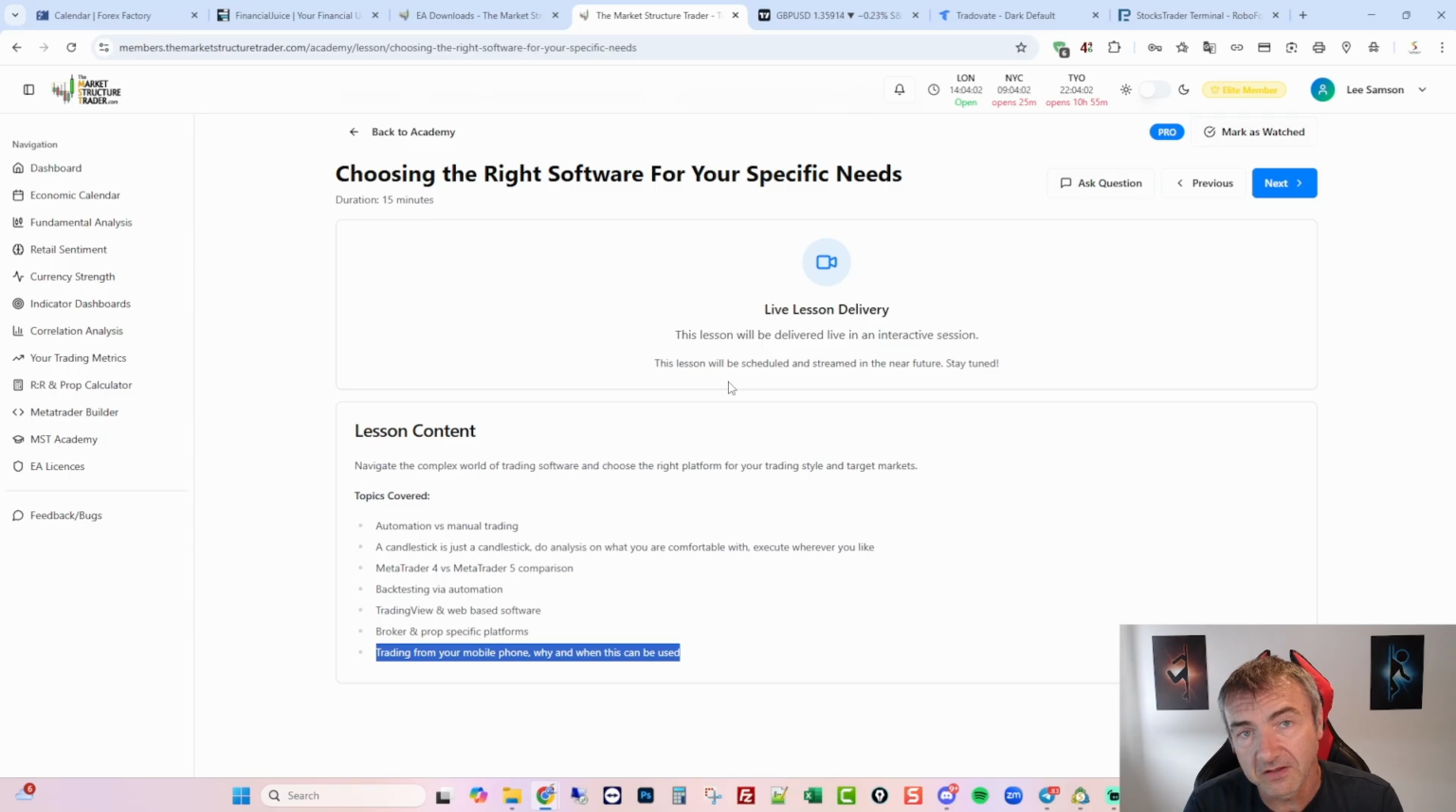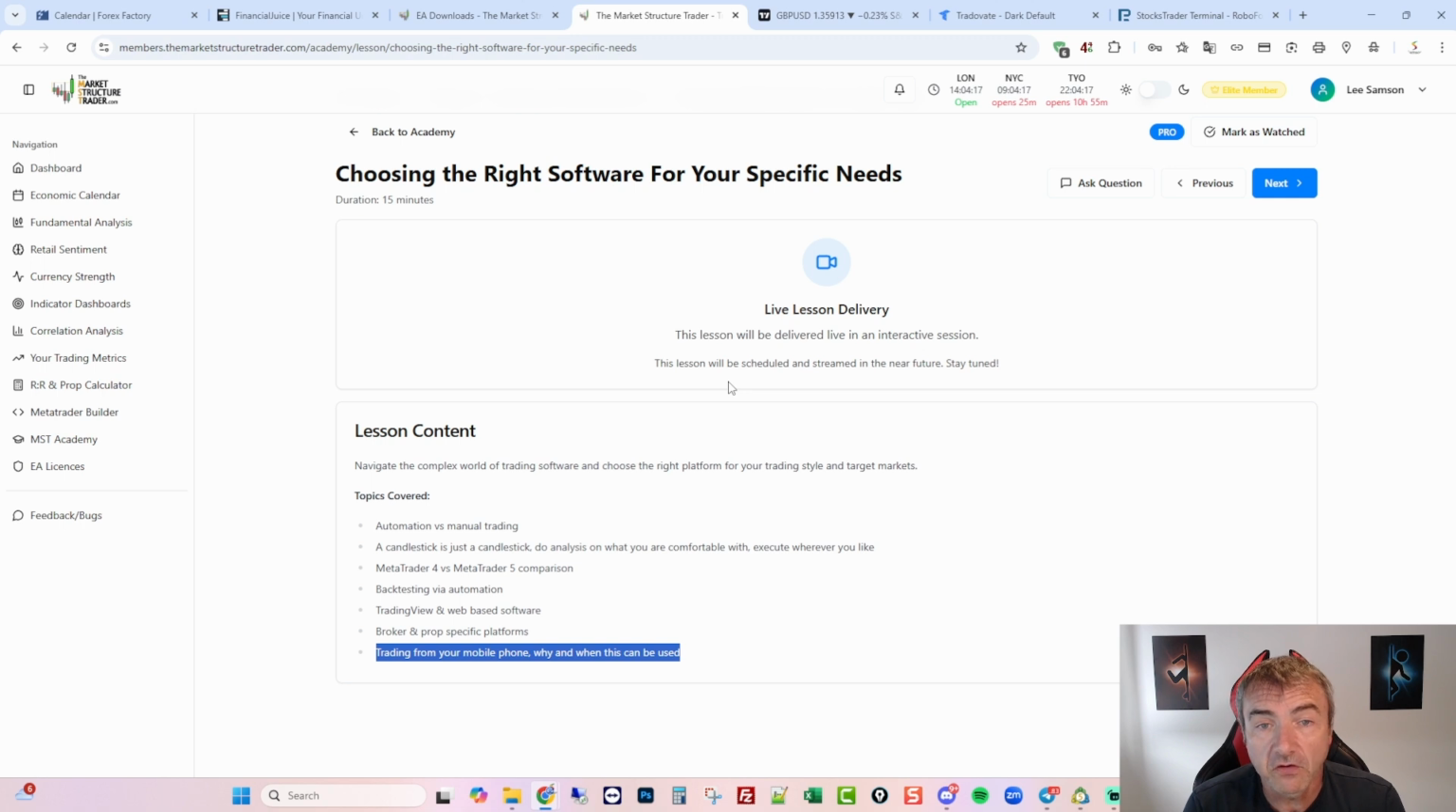Don't believe that you can make 6 figures a year on your mobile phone as a trader. It's not going to happen, but there is a use for it, okay? And it's for monitoring your trades. So keep an eye on your trades on your mobile by all means, and use it as a tool to close out positions whenever you need to, okay?